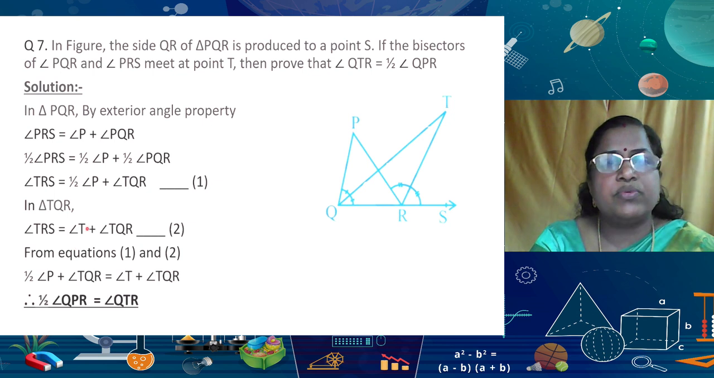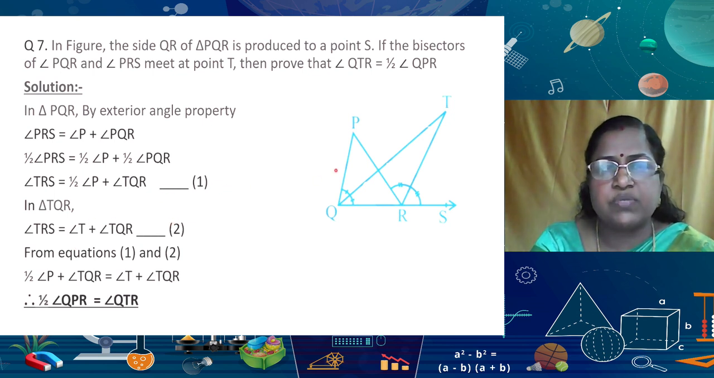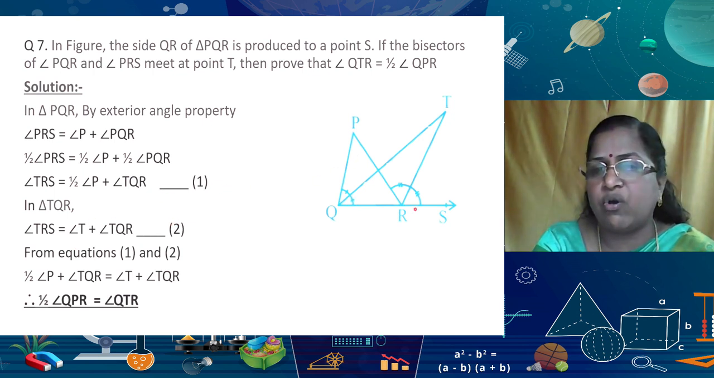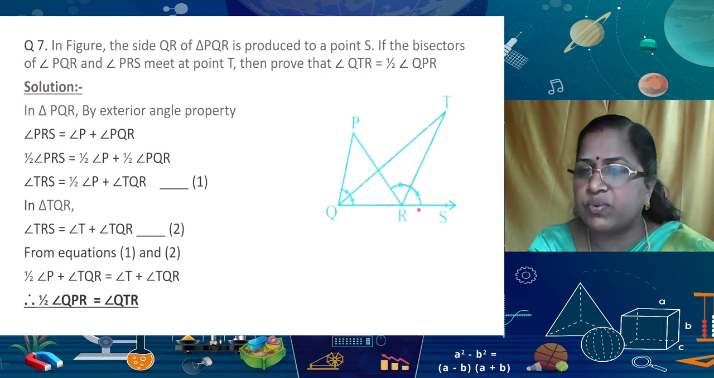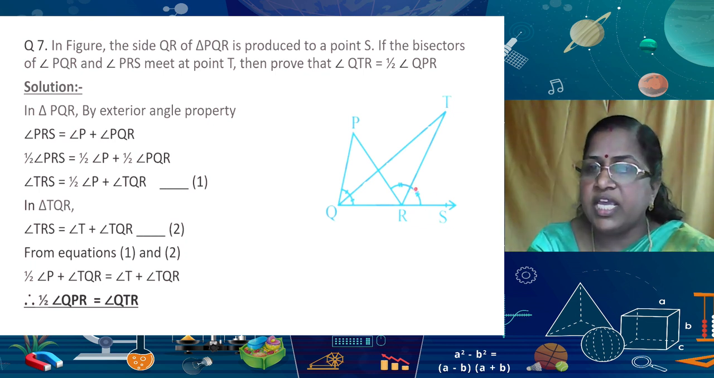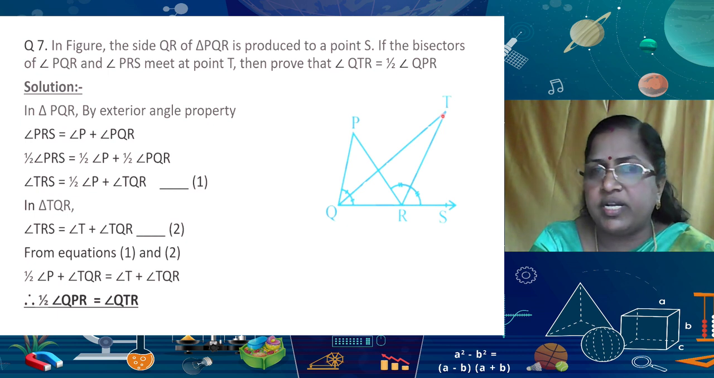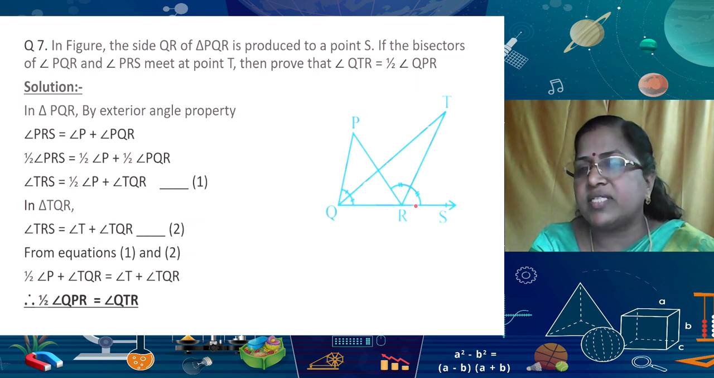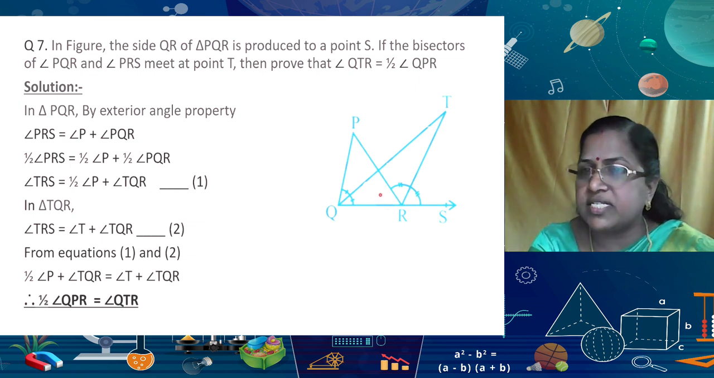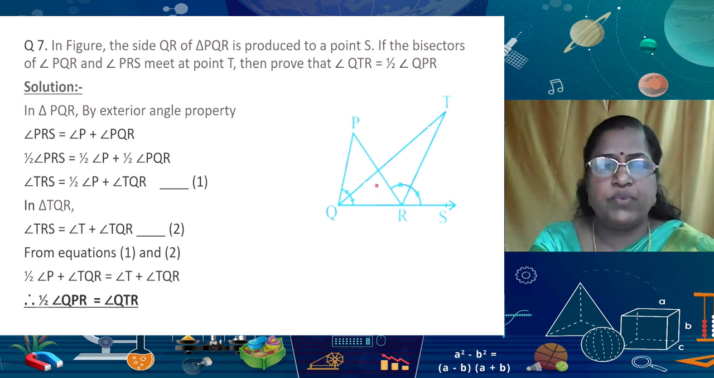Now the next question is, in this figure, the side QR of triangle PQR is produced to a point S. If the bisectors of angle PQR and angle PRS meet at point T, then prove that angle QTR, this angle, equal to half of angle QPR. How to prove it? Here, exterior angles are given. So we can use exterior angle property for proving this.